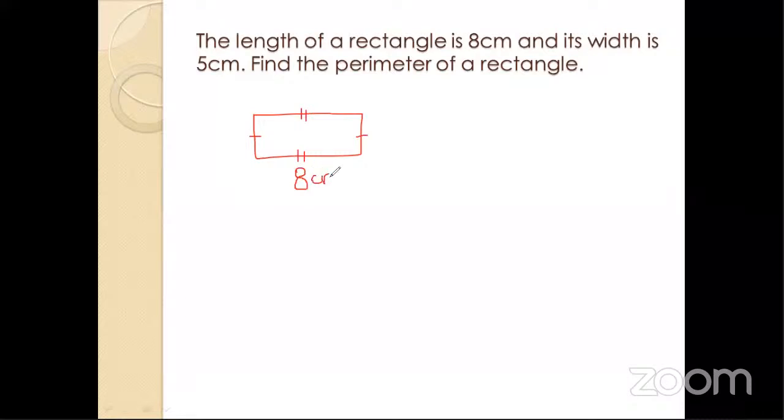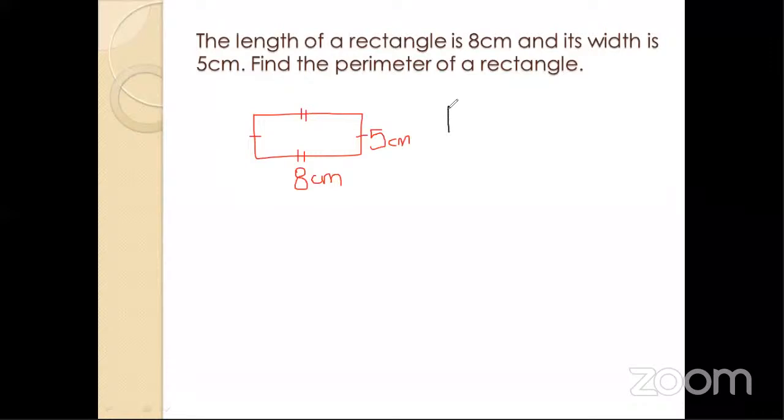And length is the longest side. The longer side is the length. Then the shorter side is the width. So width here, we are going to put 5. Okay, very good, Samuel. Let's maintain there. Don't mute Samuel, so that we can do together. Now, Samuel, we have put 8 as our length. We have put 5 as our width. So they are asking us to find perimeter.